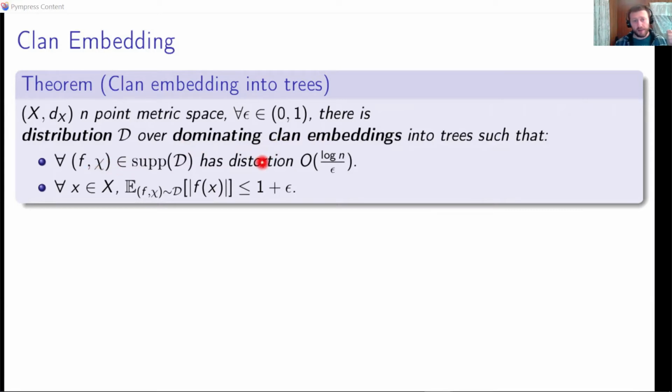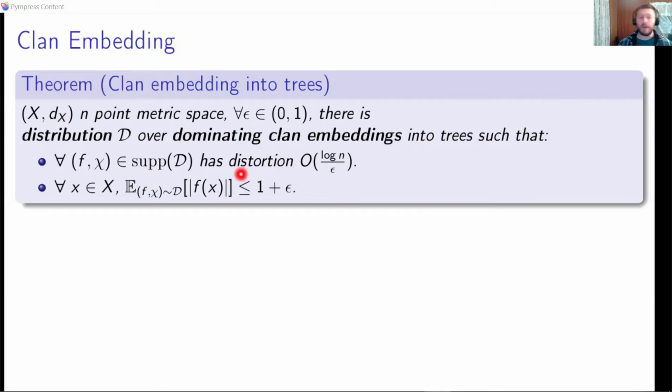So for every clan embedding F here, and for every pair X and Y, the distance between a copy of Y and the chief of X will be at most log n over epsilon times larger than the original distance. So again, this is the worst case guarantee. And in addition, for every point X, the expected size of the clan of X will be at most 1 plus epsilon.